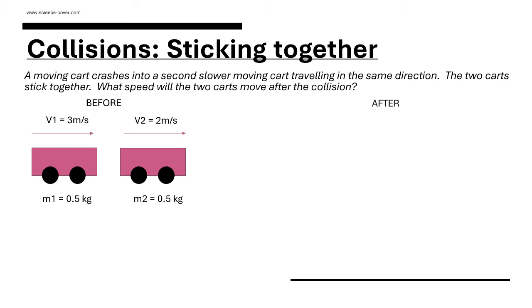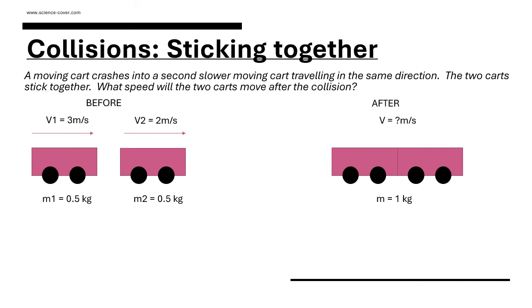A moving cart crashes into a second slower cart travelling in the same direction. The two carts stick together. What speed will the two carts move after the collision? So again, we can add the two masses together since they stick together and work out that m3, the mass after the collision, will be 1 kilogram. I'm interested in finding the velocity of the carts after the collision. So again, I can use the conservation of momentum. Total momentum before the collision is equal to total momentum after the collision.